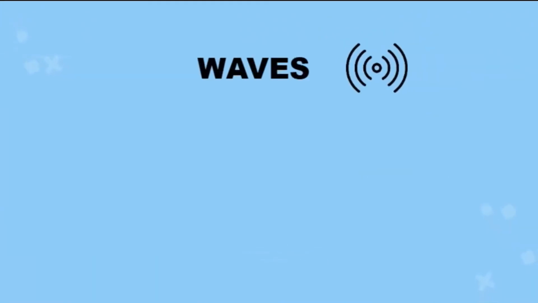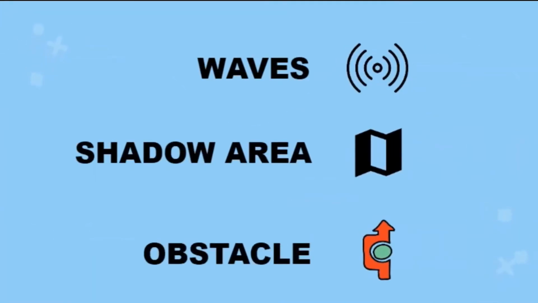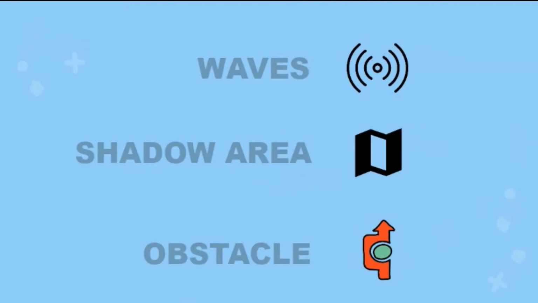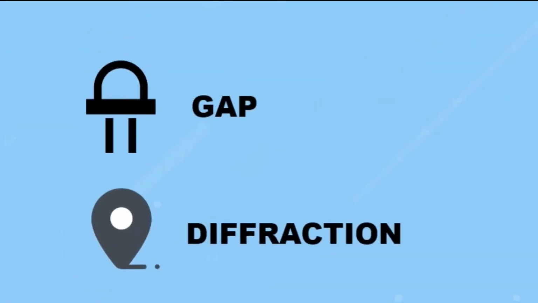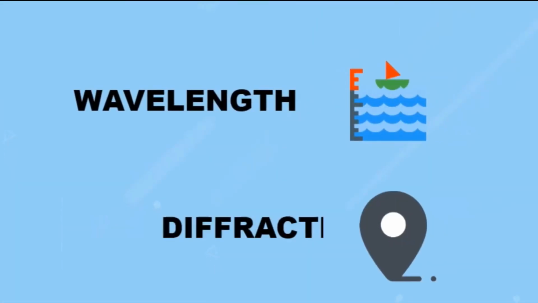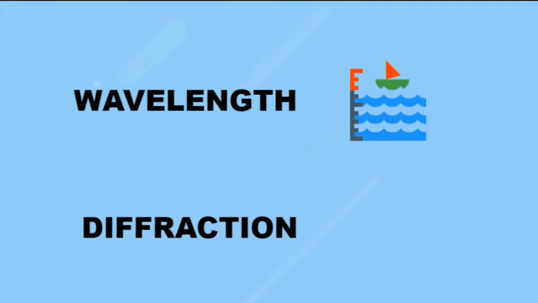4. Diffraction. The easiest way to describe it: waves bending around an object. It shows up when waves penetrate the shadow area of an obstacle or pass behind a screen with a small opening. The wavelength remains the same before and after the gap. The smaller the gap, the greater the diffraction. The longer the wavelength, the greater the diffraction.